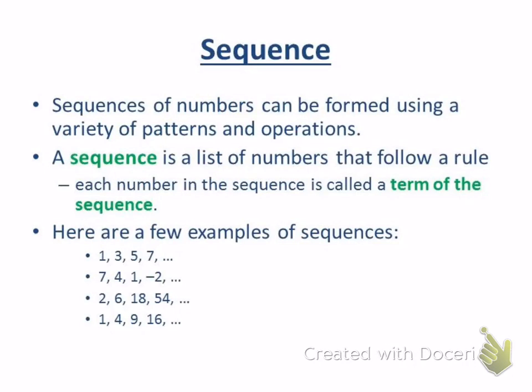A sequence is a list of numbers that follow a rule. And a specific sequence that we're going to look at today is examined by these first two. Right? What's different about those first two?